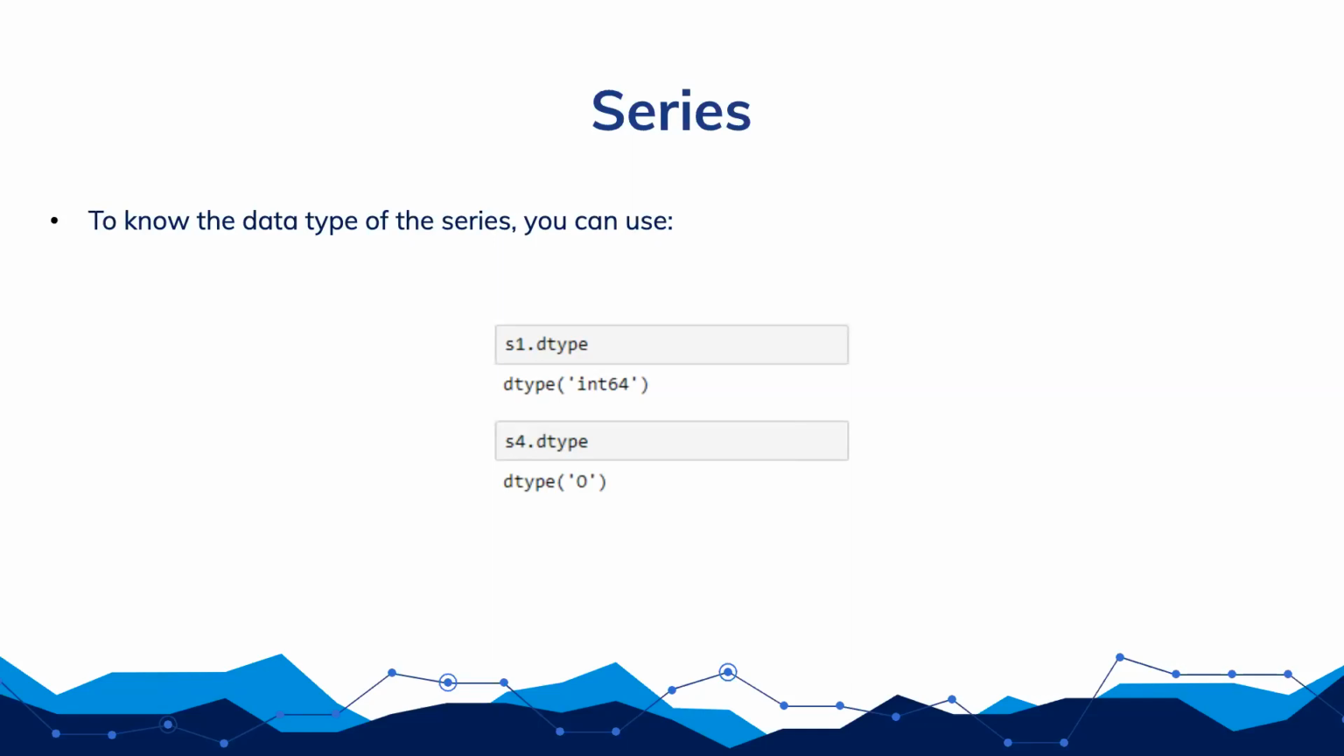Okay, so a series has a property called dtype that lets you know what is the dtype of the series. It's very easy. You just put the name of the series dot dtype, and then you get the type of your series.